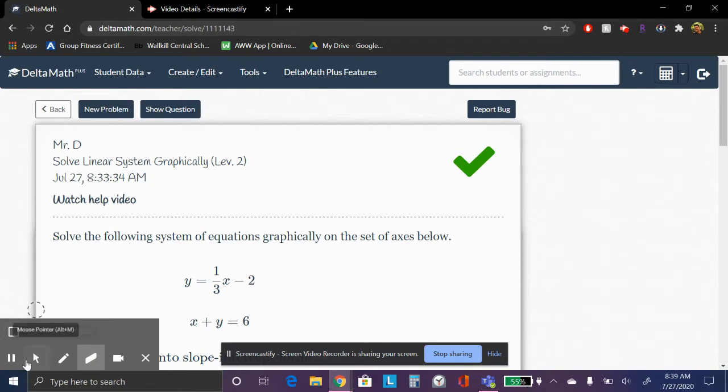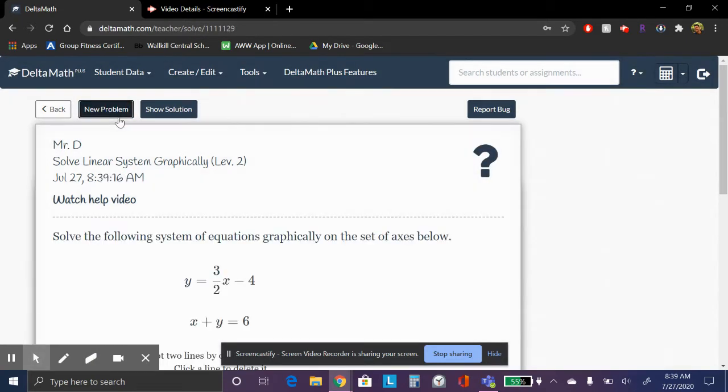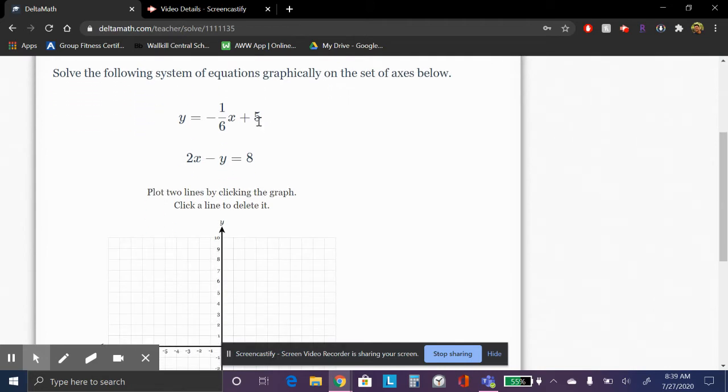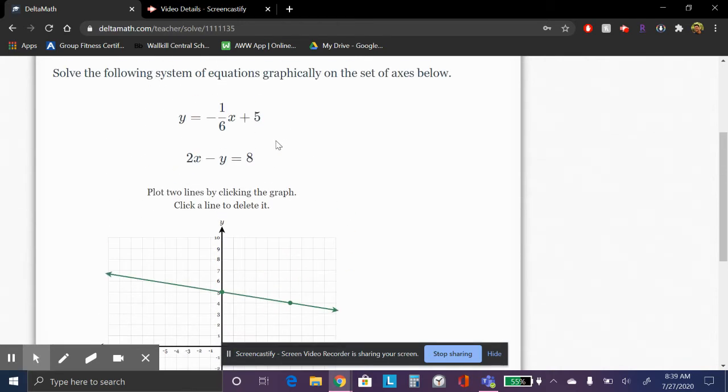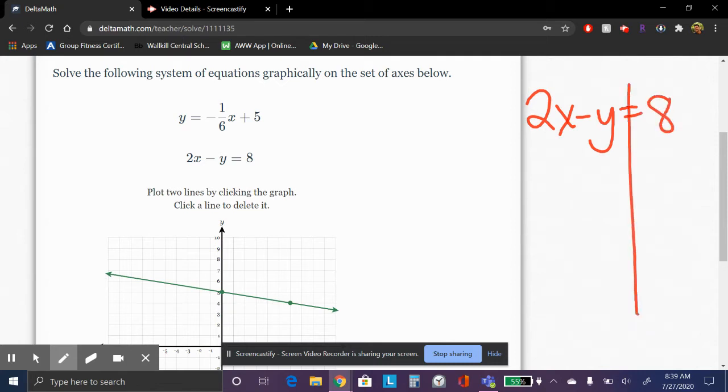Let's look at the next one. Okay, this one right here. You start at 5 and go down 1 to the right 6. And this one, I'm going to write on the side here, drawing my line down the equal sign.